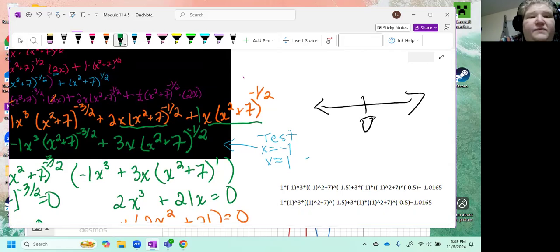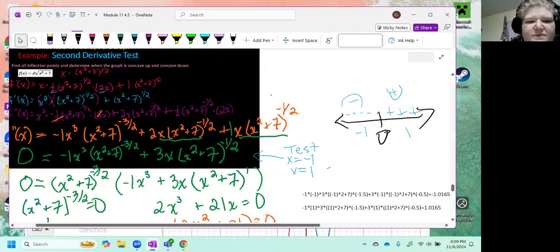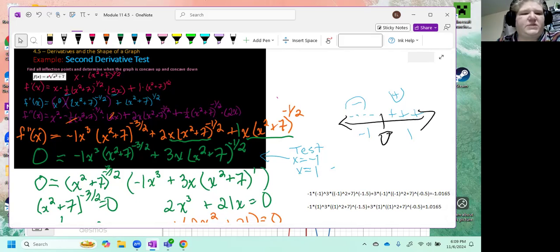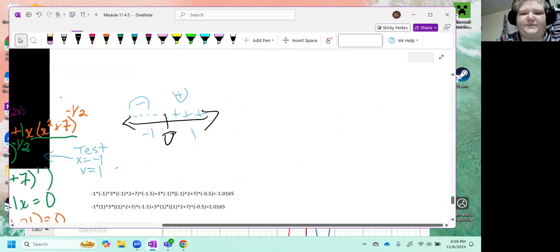So on our derivative, we tested -1. We got negative. We tested +1. We got positive. So this is concave down to concave up. So x equals 0 is indeed an inflection point of this disgusting graph. So that's our first part of the answer. Find the inflection point. There's an inflection point at x equals 0. And then determine concave up versus concave down. All right.